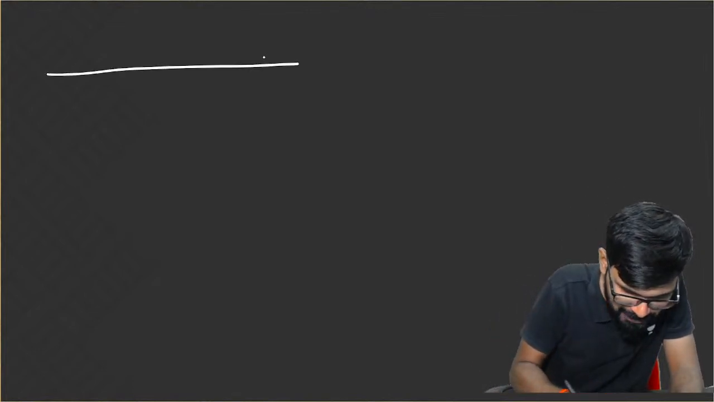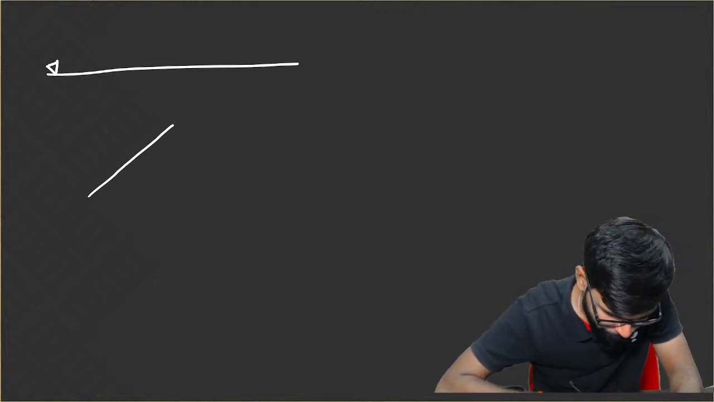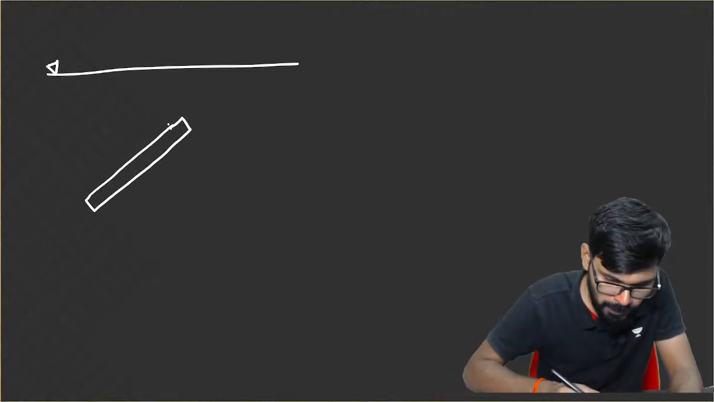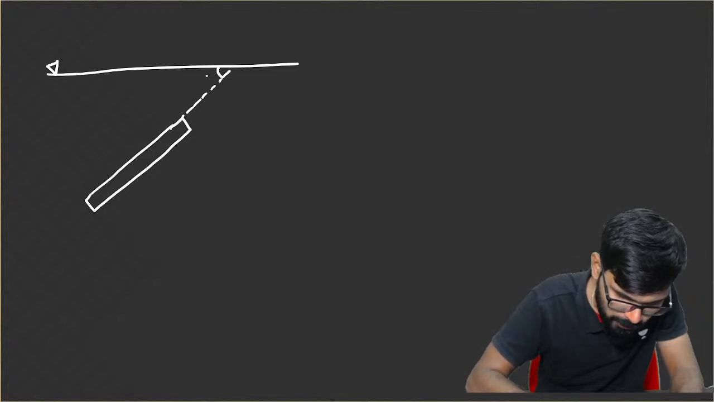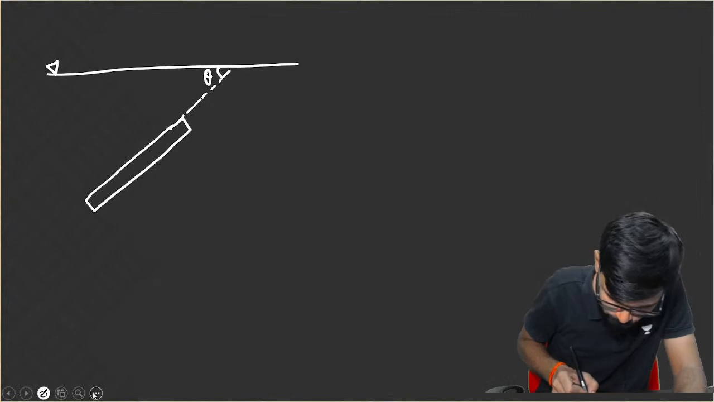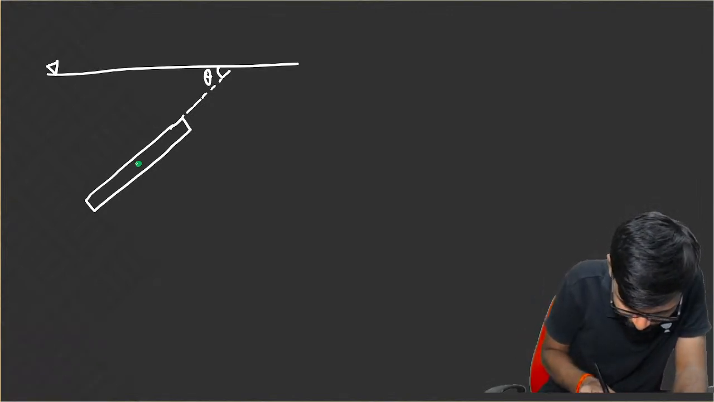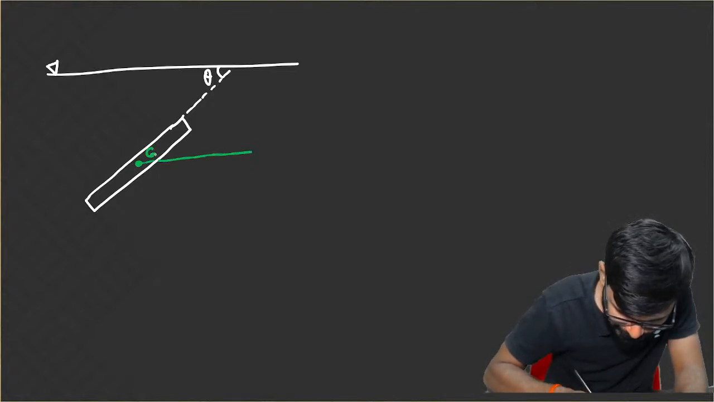Suppose this is a free surface. Please listen here. And here any plate is there. Any plate, whatever cross section it may have, and this is a theta angle. So here the net force is going to act below the center of gravity. This is X bar. Please listen here carefully.